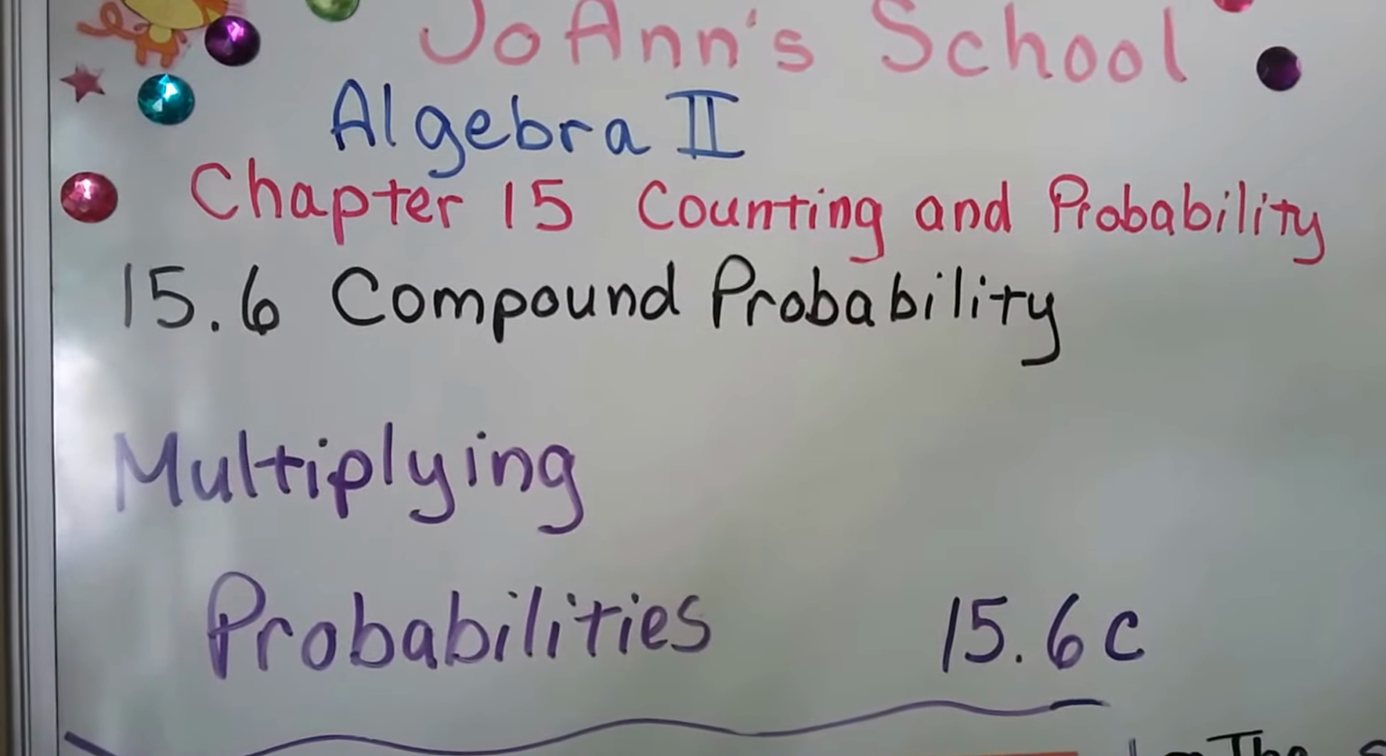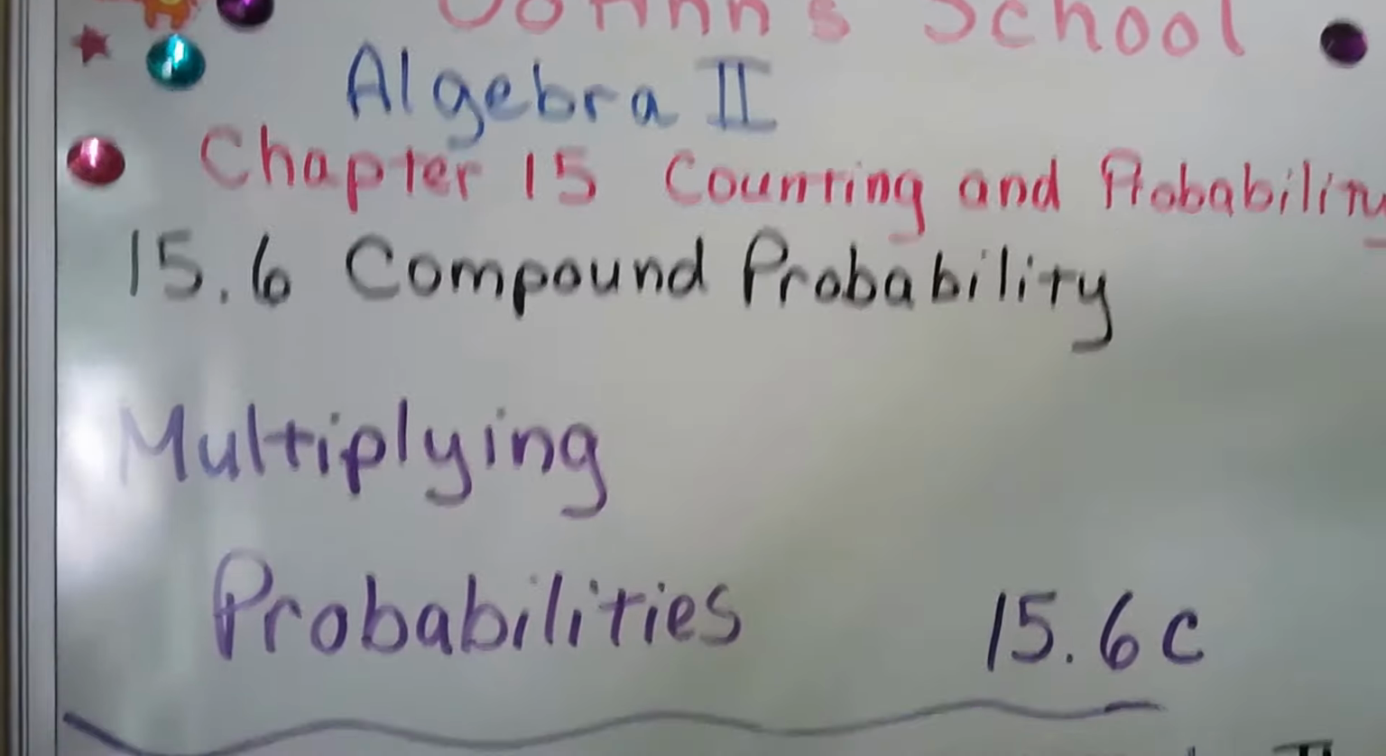Multiplying Probabilities, Lesson 15.6c. We're now up to 16 previous videos for this chapter. As I always say, if you become lost or confused, just click the description and find out which video you missed. We can find the probability that one event and another event will occur.